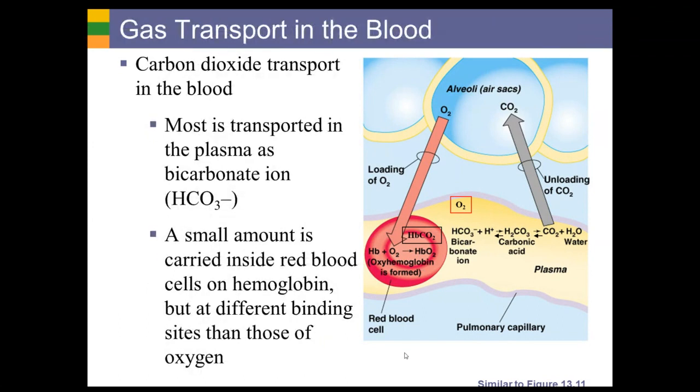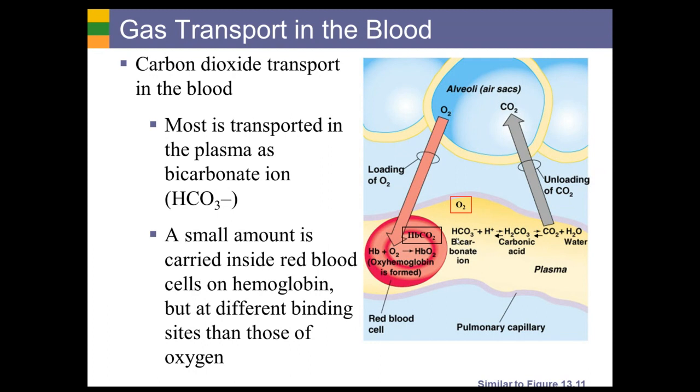What about the carbon dioxide? Well, when carbon dioxide enters the plasma, which is 90% water, if you recall, it combines with that water to form carbonic acid. Soda pop. You bubble carbon dioxide through water, you get carbonic acid. Carbonic acid then dissociates into hydrogen ions and bicarbonate. So most of the carbon dioxide in blood is in the plasma in the form of bicarbonate.